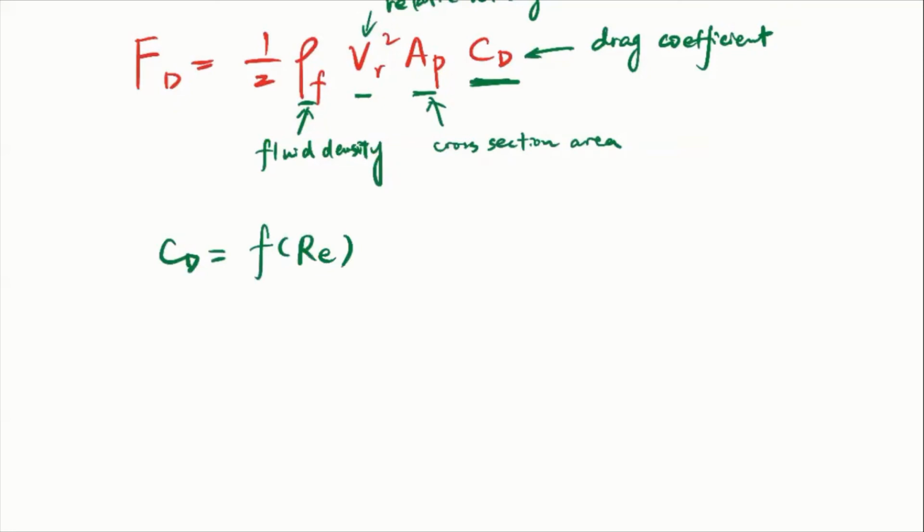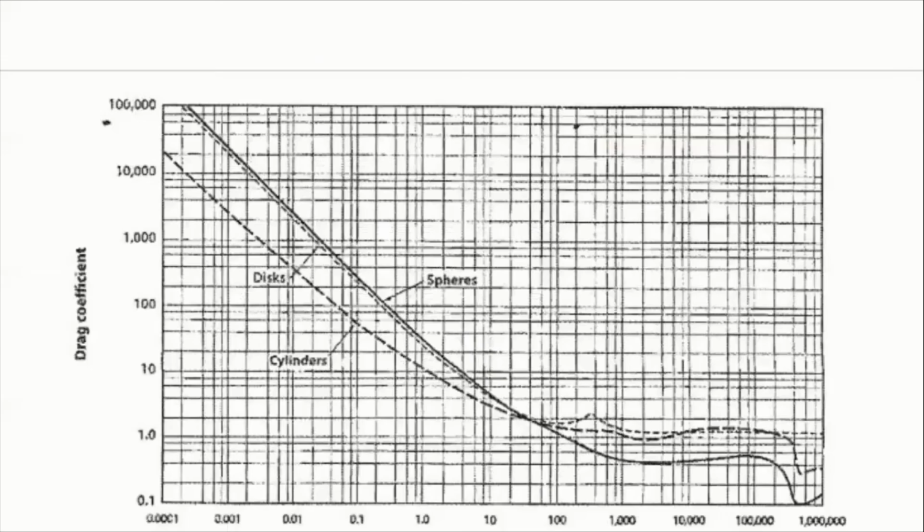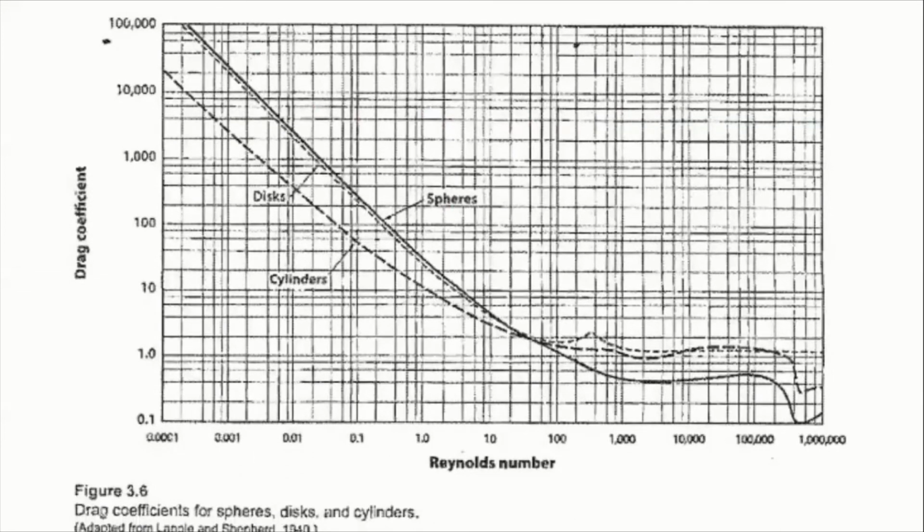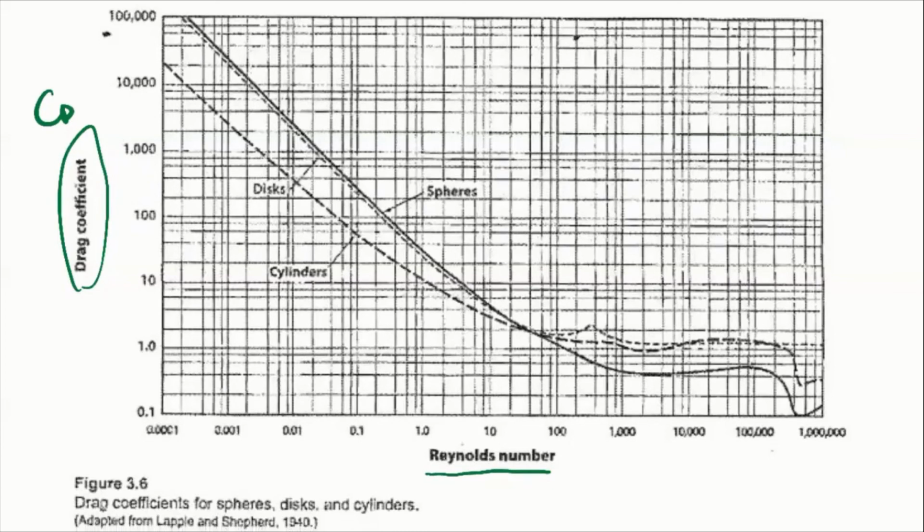Later on, we showed this plot, which tells you the relationship between the Reynolds number and the drag coefficient, C D. It's also in your textbook, figure 3.6. This plot shows 3 different types of particles: spheres, cylinders, and disks. Particles with different geometry or shape are going to have different drag force.